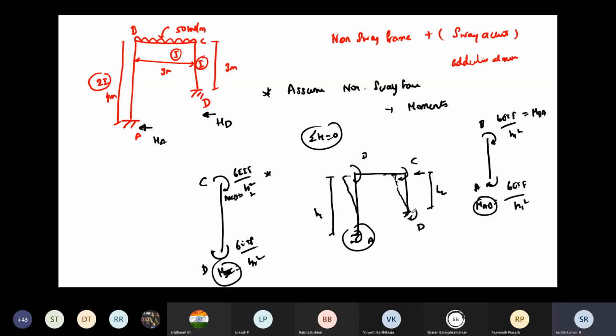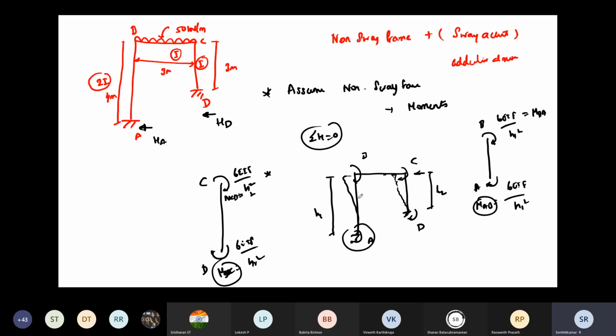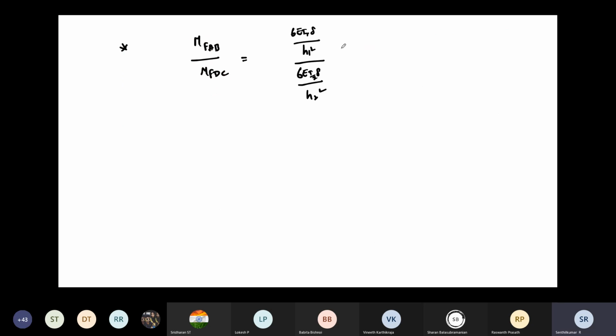If everything is fixed, please think about that. This is fixed, only 6. If it is a pin, then 3EI delta by H square will come. If it is a pin support, 3EI delta by H square comes. Here everything is fixed, that's why we are putting 6EI delta by H square. Now I'm keeping I1, I2, I2 because we don't know the cross-sectional dimension. And E is Young's modulus of the material. If you are going for a single frame, whether RCC or steel, surely we will use the same material. So in terms of ratio, E cancels, giving I1 by H1 square divided by I2 by H2 square.